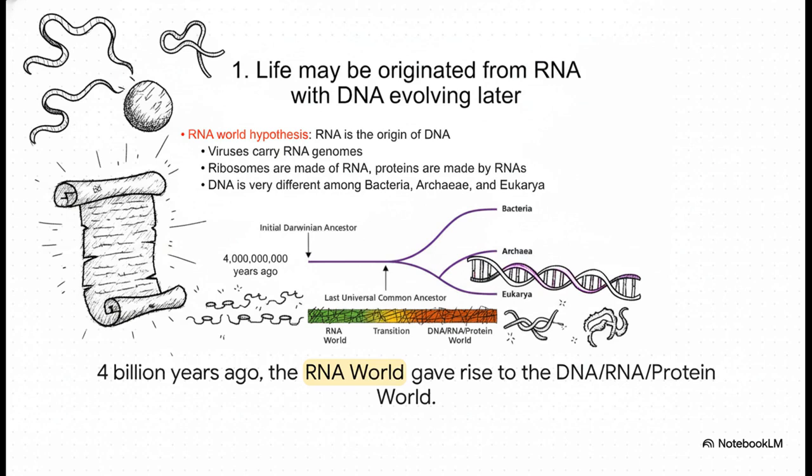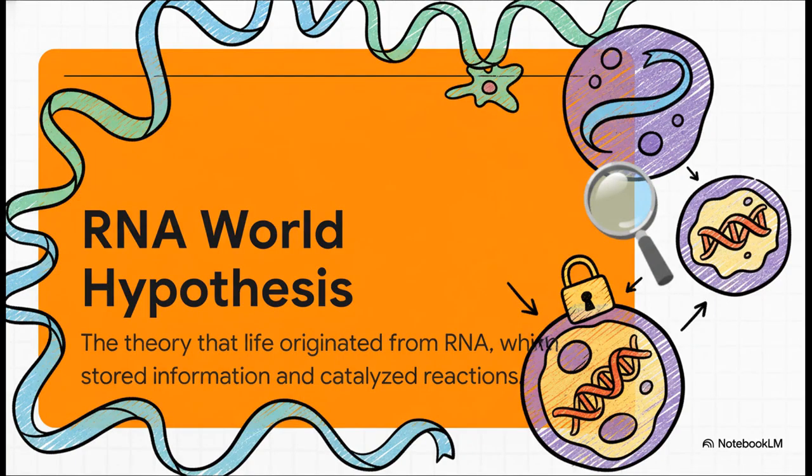Now, RNA was this amazing, multi-talented molecule. It could store information, it could get reactions going, but it had a huge flaw. It was really unstable. Kind of like a rough draft written on really fragile paper. And that's the whole idea behind the RNA world hypothesis. RNA was doing it all at the beginning.